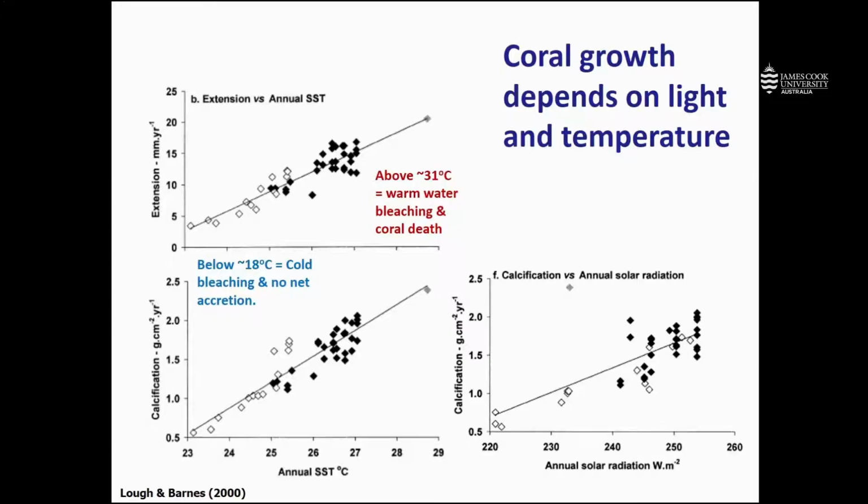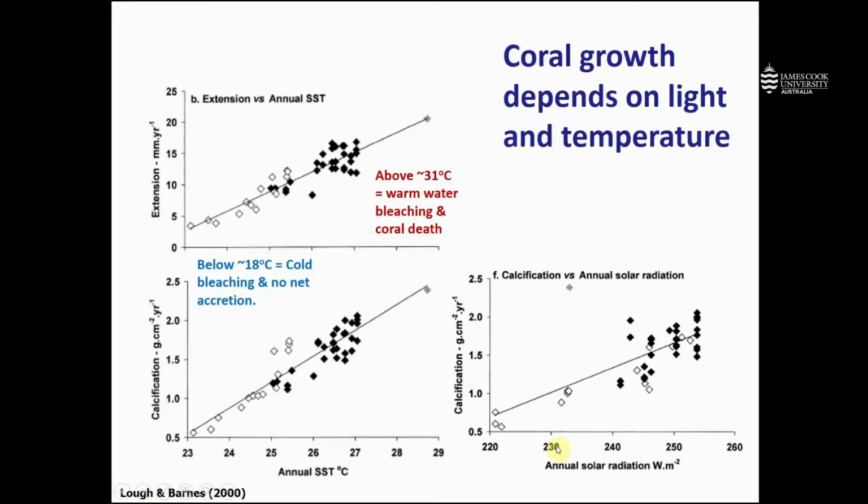These plots show coral growth rate on the y-axis. We have different ways of measuring coral growth, either through production of calcium carbonate skeleton or through extension of the coral colony over time. These are both just different ways of measuring the same thing, which is coral growth. On the x-axis for these panels, we see annual sea surface temperature, and on this side, we have annual solar radiation, or light intensity.